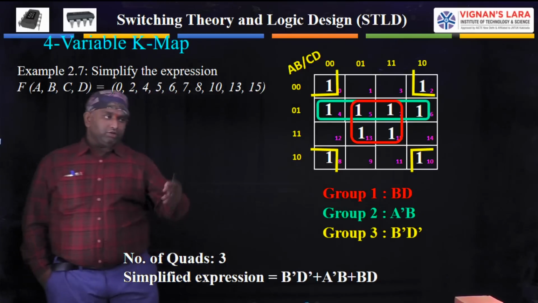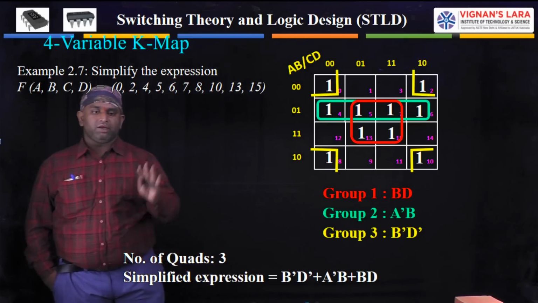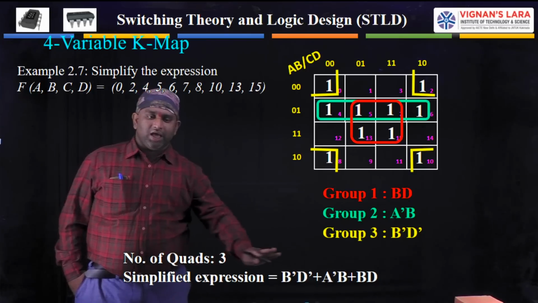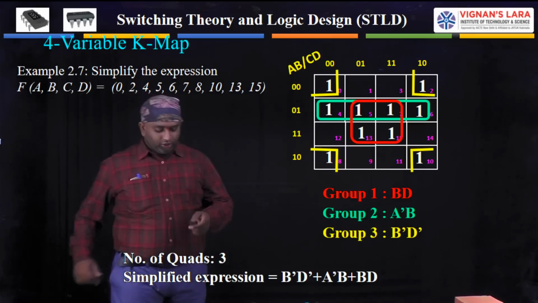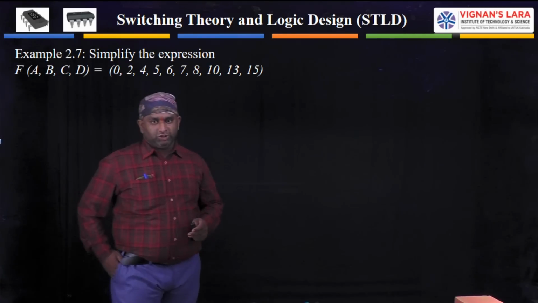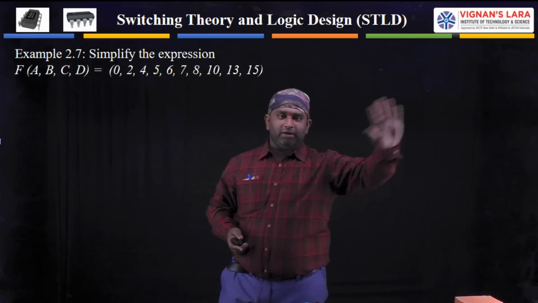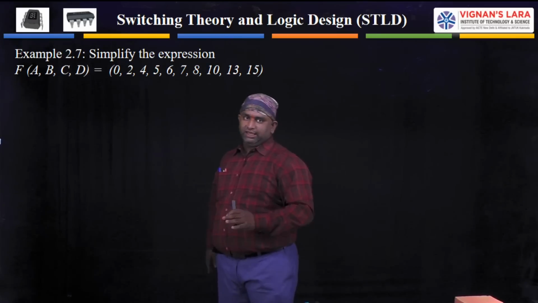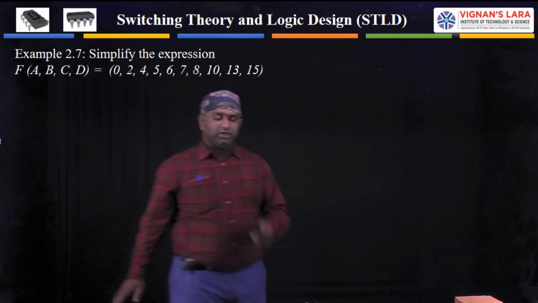Now check, this is the problem. F of ABCD is equal to 0, 2, 4, 5, 6, 7, 8, 10, 13, 15. And this is the answer, I am giving the answer also: B bar D bar plus A bar B plus BD. Now your task is to simplify this problem by using the tabular minimization method. I have written the same problem, and I have removed the K-map information and the answer. Now your task is to simplify this one. That is very, very important.